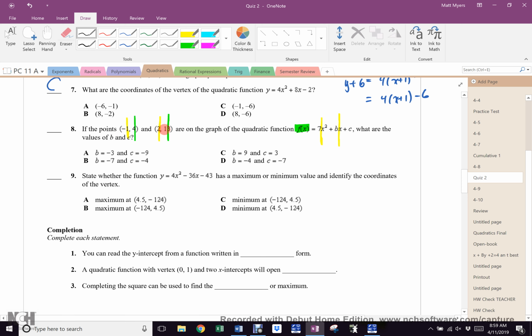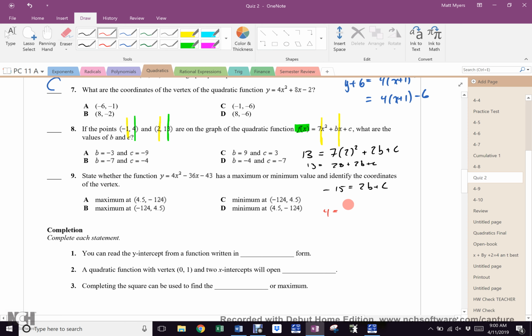Let's use this one because they're both positive. So that's going to be 13 equals 7 times 2 squared plus 2b plus c, right? And that's going to get me 13 equals 28 plus 2b plus c, right? Then that 28 is going to go over there, yeah. So I'm going to have negative 15 equals 2b plus c. Agreed?